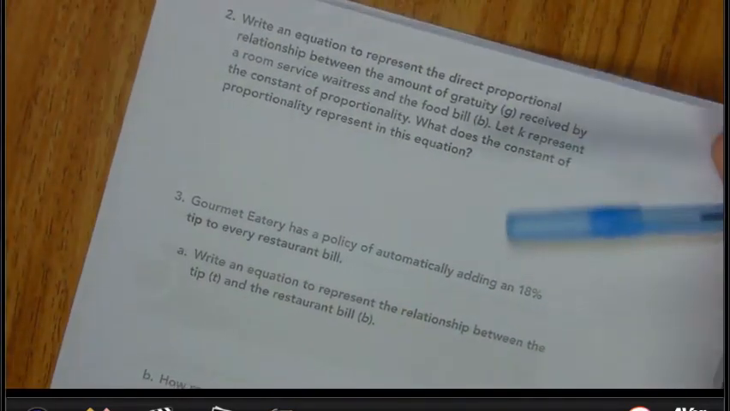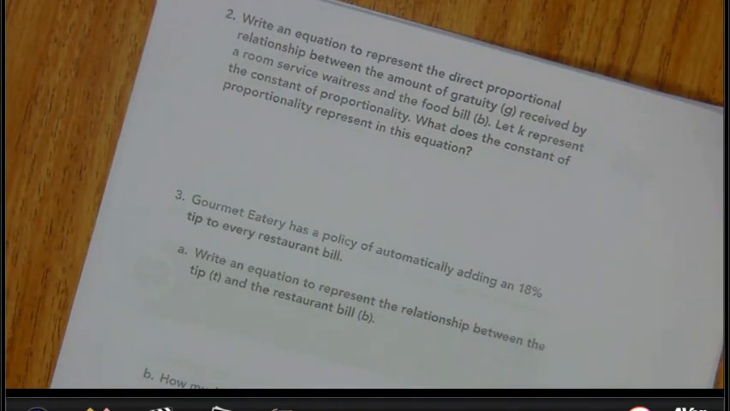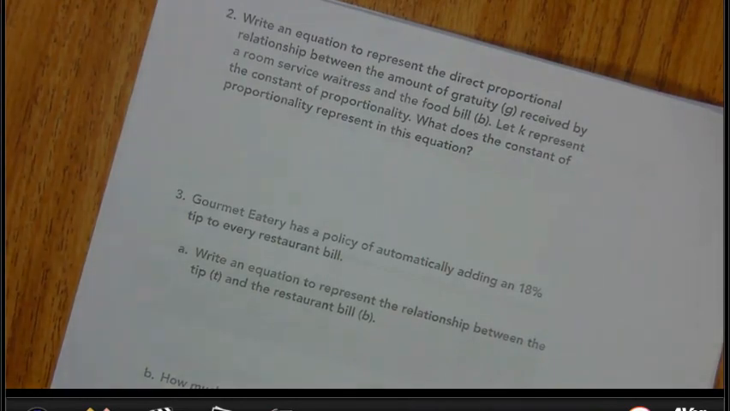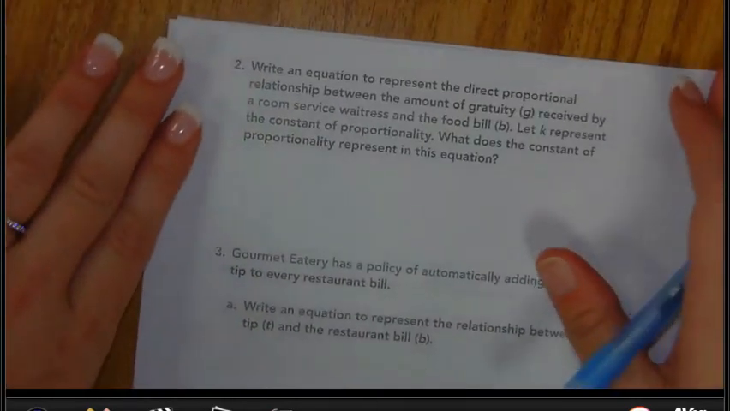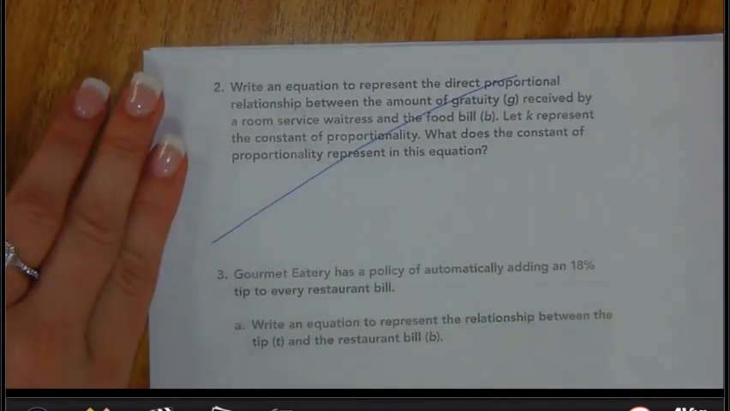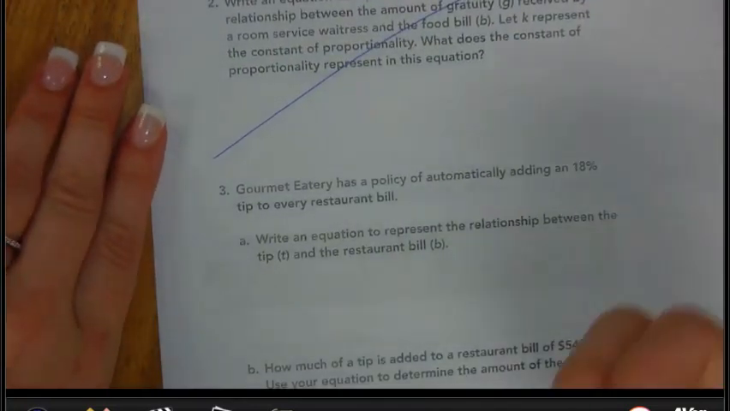All right. The next one. So let's look over at the next page, number 2. Actually, we're going to skip number 2 and we're going to go over to number 3. Skip number 2.